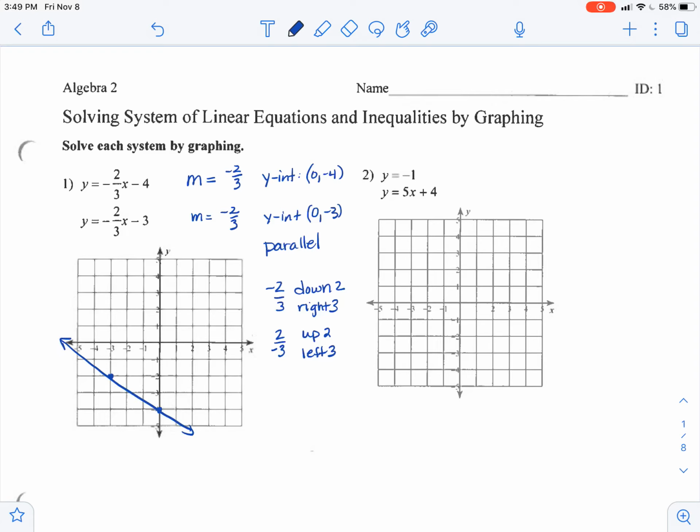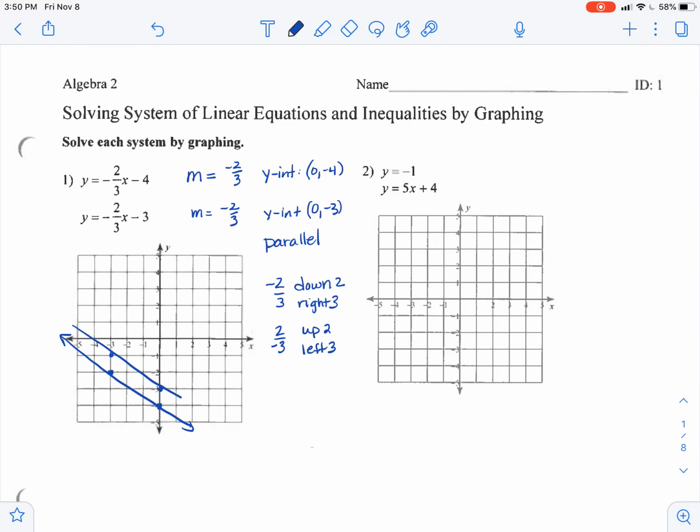Now I'm going to do the next one. This one is at -3. It also has a slope of a negative 2/3. So again, I'm going to go up 2 and right 3, and again, draw my line. Be sure you're always using your ruler. You can see that these are parallel. Therefore, in terms of answering the question, where do they cross? They don't. And so we say no solution.